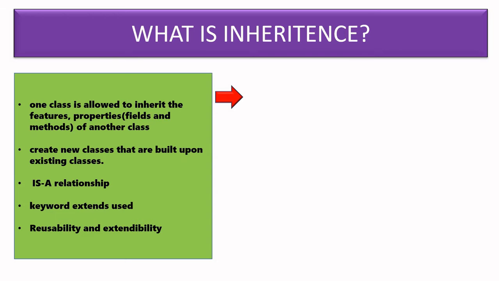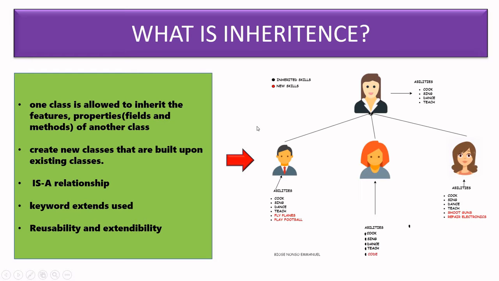So what is the ultimate objective of inheritance? With the help of inheritance, reusability and extendability are implemented in our program. So reusability and extendability is the ultimate purpose of inheritance. What is the property of the class? Methods and fields are called the properties of a particular class. You are going to reuse those properties.